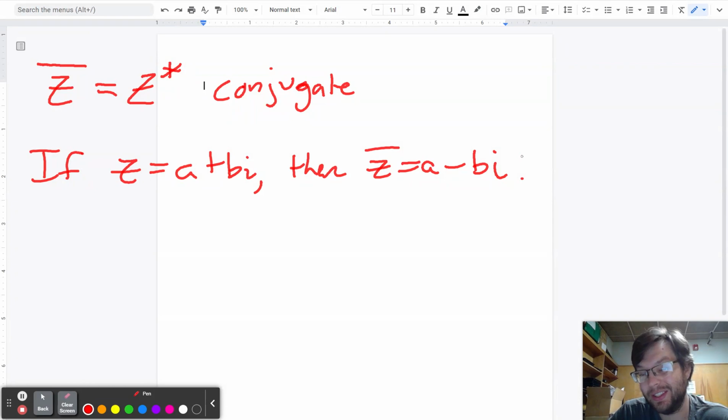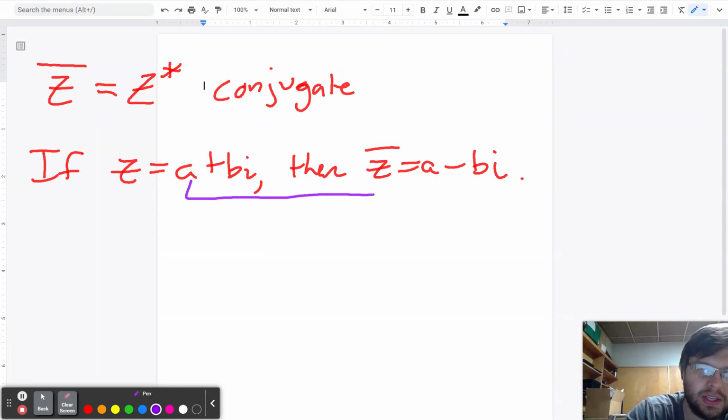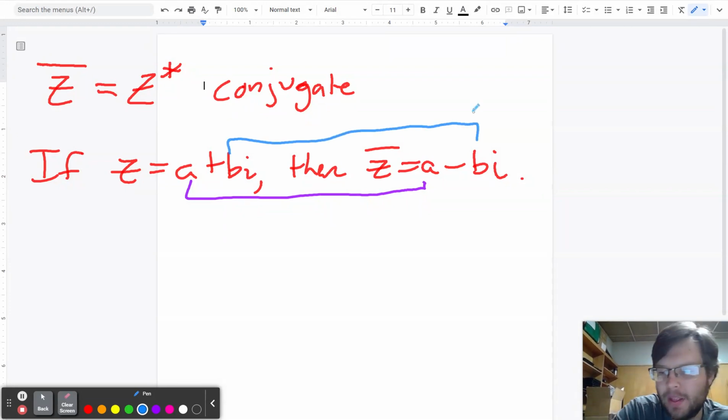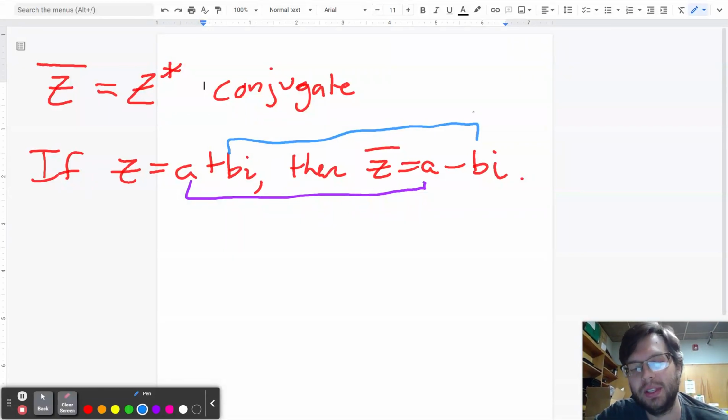So if you see a question that just asks you to calculate the conjugate, or there's a conjugate at some point in the question, what I want you to notice is that the real part is the same. So the a value is exactly the same, and the imaginary part is the opposite. Now, don't be fooled. It's not necessarily true that the conjugate has a negative imaginary part. It's just that the conjugate has the opposite imaginary part.